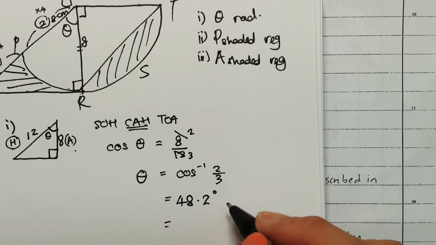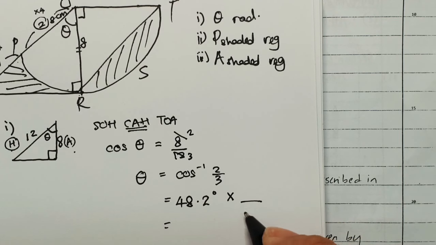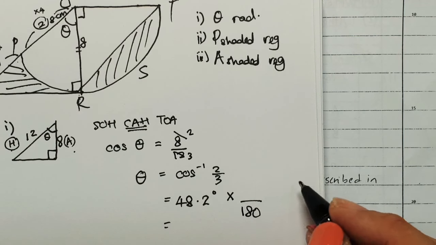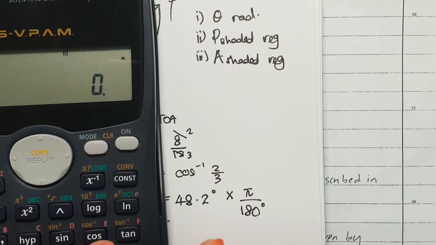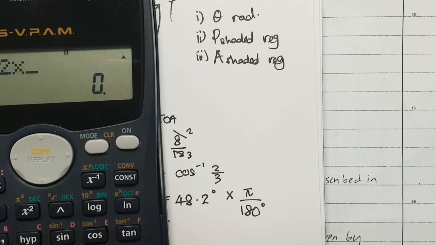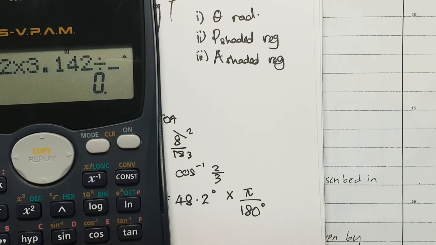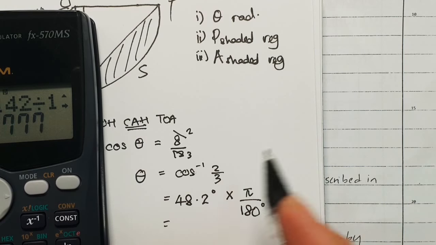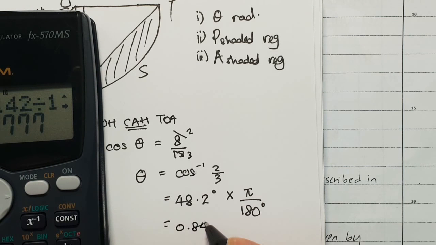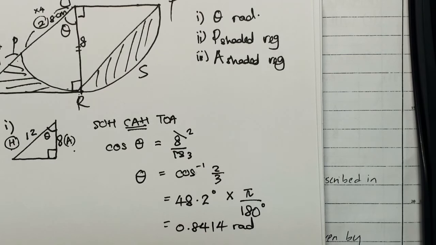So how do we change it to radian? We times with the factor. Since radian should be the unit, we have to put the pi radian on top, so that degree and degree cancel off. We are just left with our unit in radian. So for this one, you have to take the calculator: 48.2 times 3.142 and then divided by 180. So we have 0.8414 radian, to 4 significant figures. So we have done the first part, theta in terms of radian.